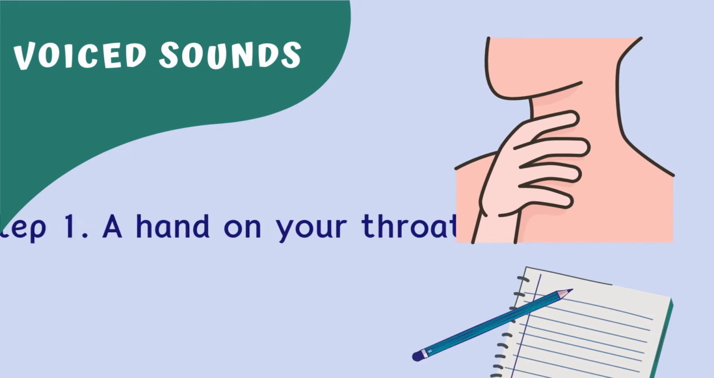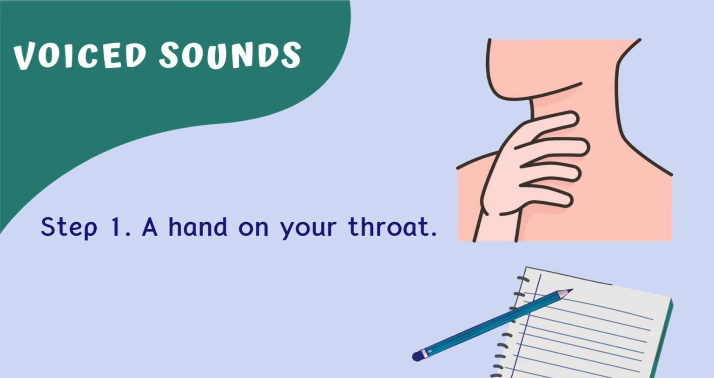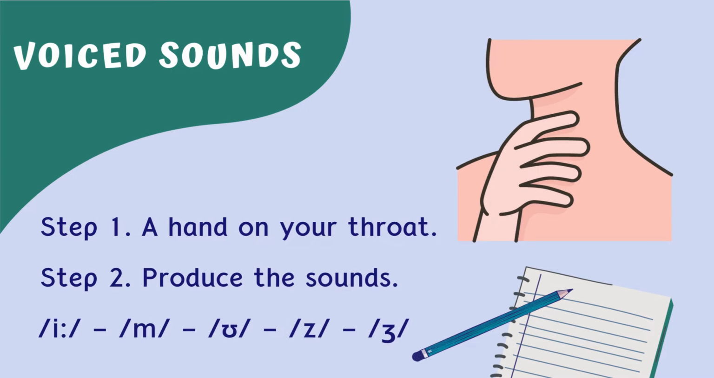Step number 1. Place one of your hands over your throat. Do not press, just let your hand sit gently. Step number 2. Produce the sounds with me and pay attention to the feeling in your hand. I, m, u, z, zh. If you did it correctly, you must have felt vibration. Vibration is very important since it provides volume to the sounds.